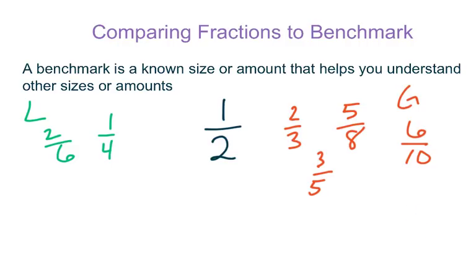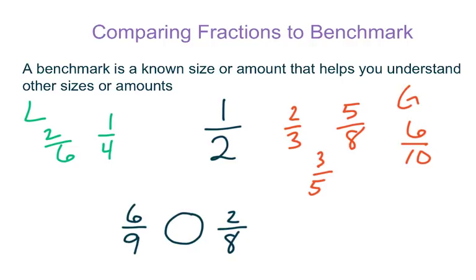Now, how is this going to help us? Maybe we have something like this that we need to compare. It shows us 6/9 and 2/8. By determining where these fractions fall in relation to 1/2, we're able to compare our fractions and determine which one's greater. Sometimes when we look at fractions, it can be a little bit tricky to figure out which one is the larger fraction. So 6/9.